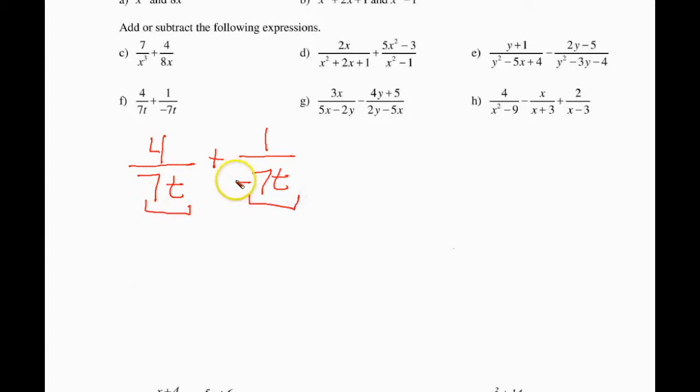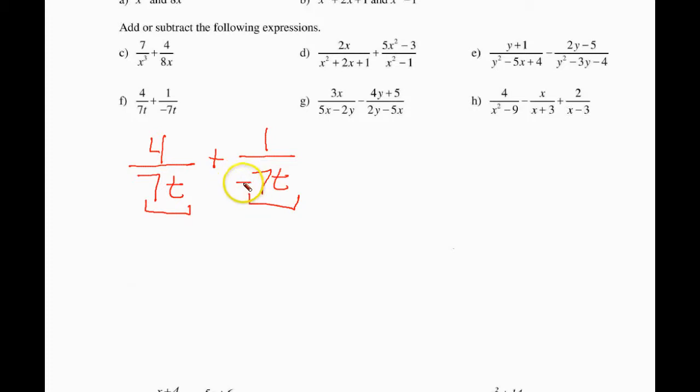Okay, let's go on to letter F, because that's sort of a different one. And we may try some of these others too. Now, notice what we have here. We have 4 over 7t plus 1 over a negative 7t. And you might say, boy, these are very, very close together, except this one's negative.